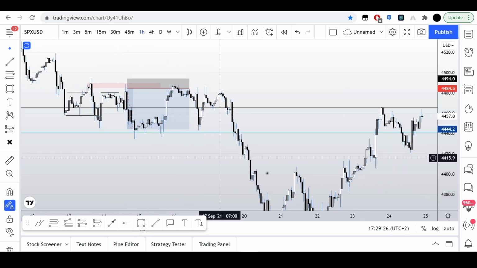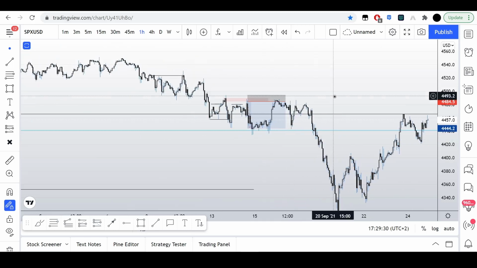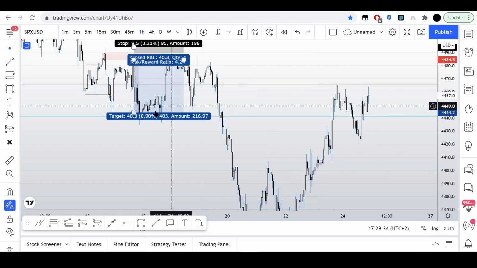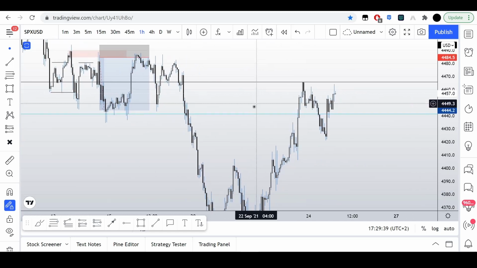If you would have held runners, then you could have held it to get down here, but you would have got stopped out at break even after taking a good amount of profit at these lows right here. So that could have been your trade right there.